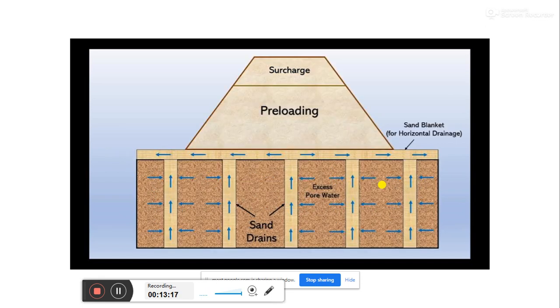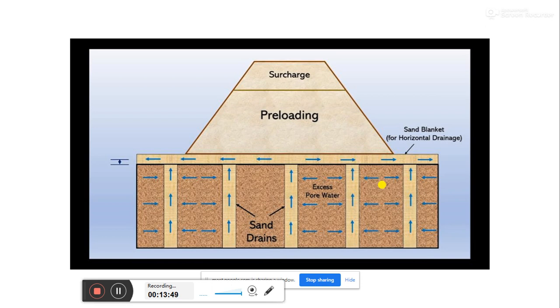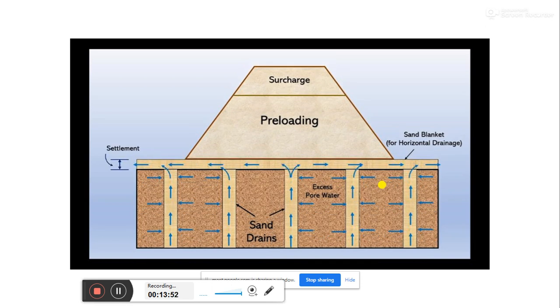Another process is the sand drain. This is used to protect your structure from differential settlement or unnatural settlement. Here also some sand drains are constructed to expel the natural water or excess water from the soil. Here also you can see the process of how the water is expelled from the soil.